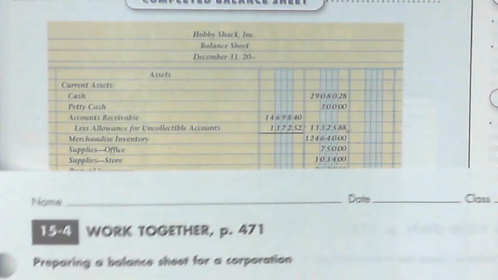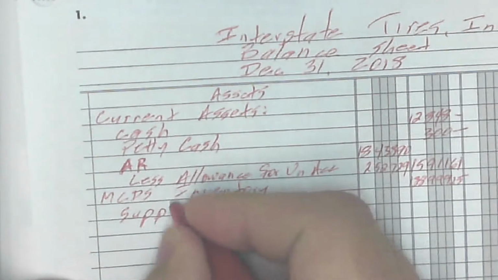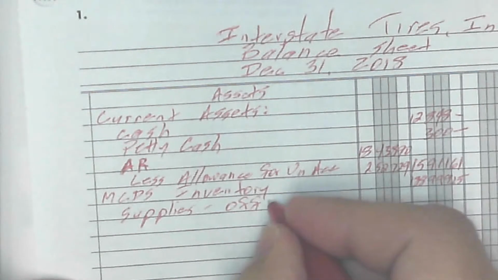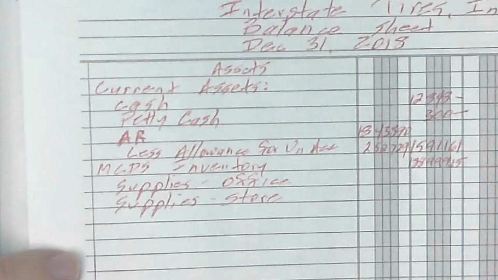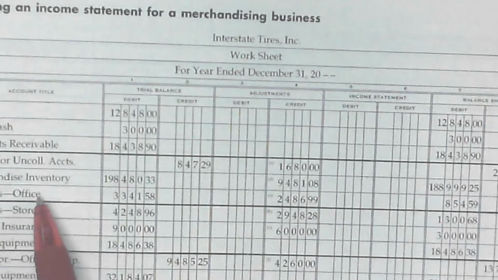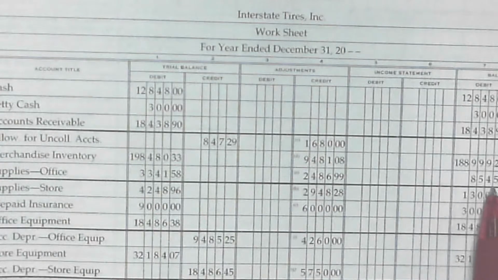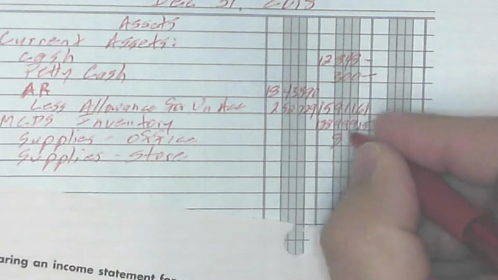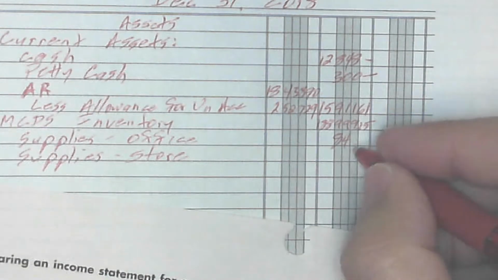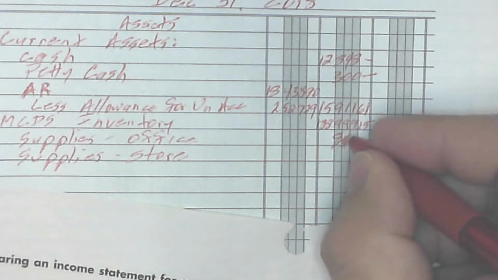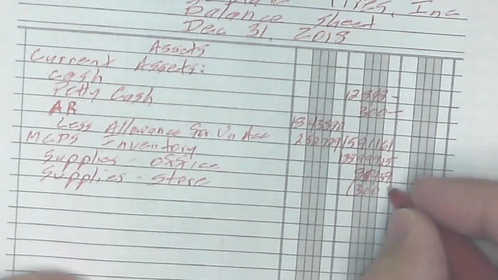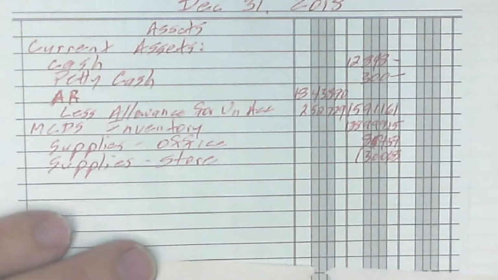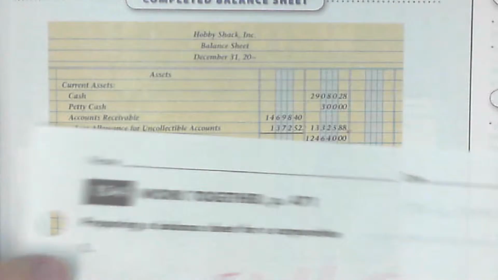They have our supplies for office and store. The supplies for office and store on the worksheet: $854.59 for the office, and then for the store, we got $1,300.68.